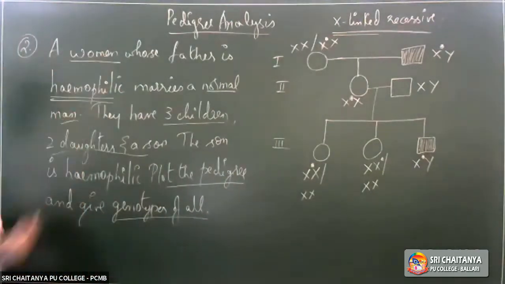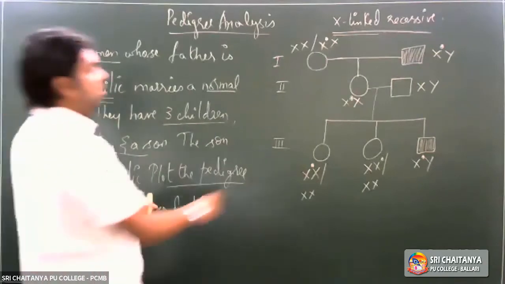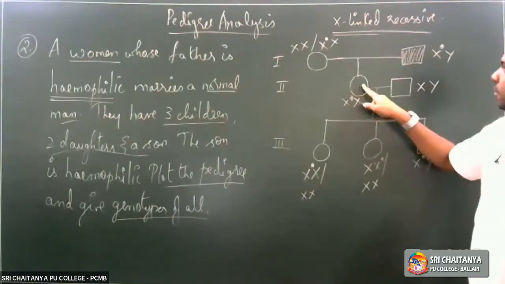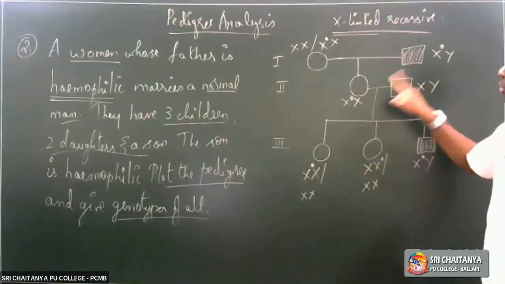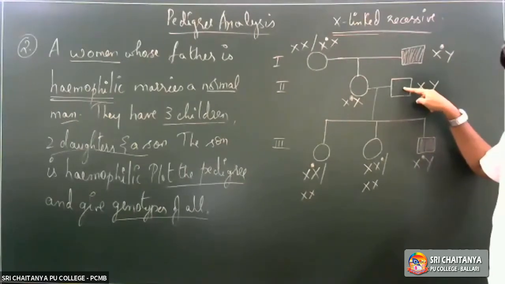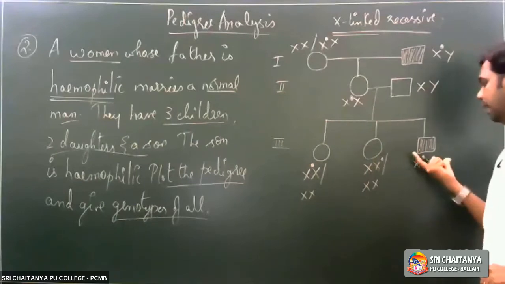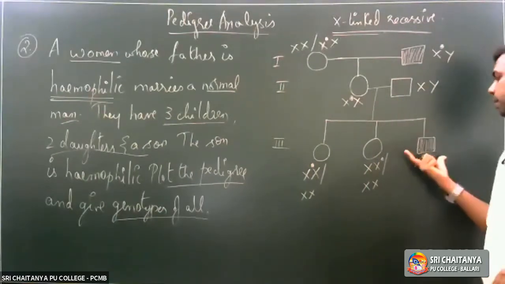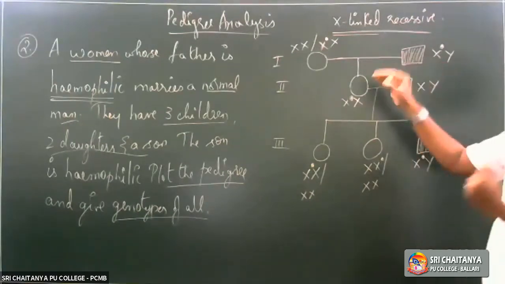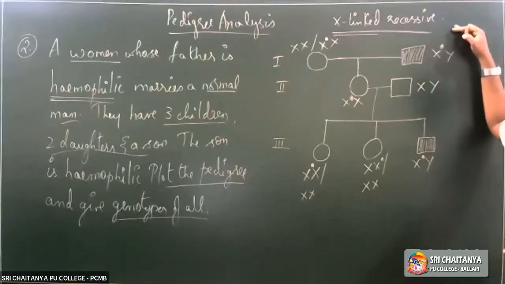So again, let us get back to the question here. A woman whose father was hemophilic. So we first started off with the woman in this case, and we are told that the father is hemophilic. This woman whose father is hemophilic would marry a normal man, and then they have three children, of which the first two are daughters and the third one is the son. The third child, that is the son, is affected. So what sort of a disorder would this be? This would be an X-linked recessive disorder.